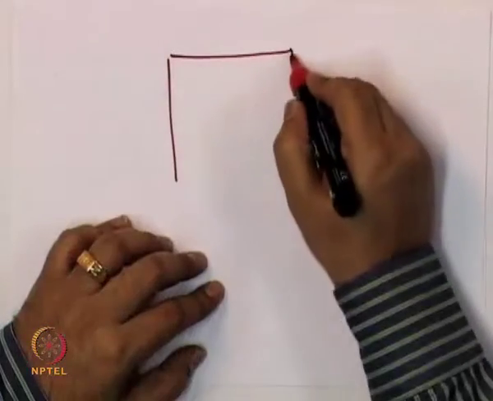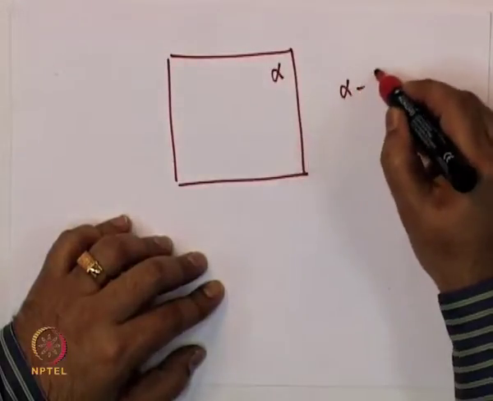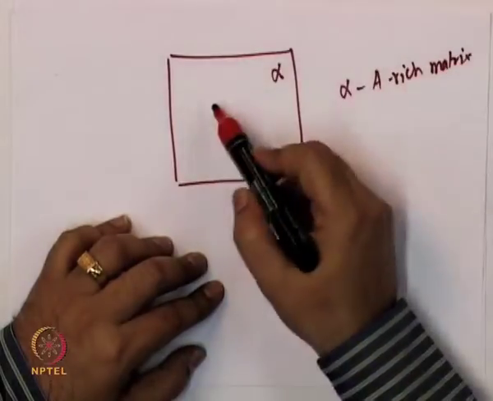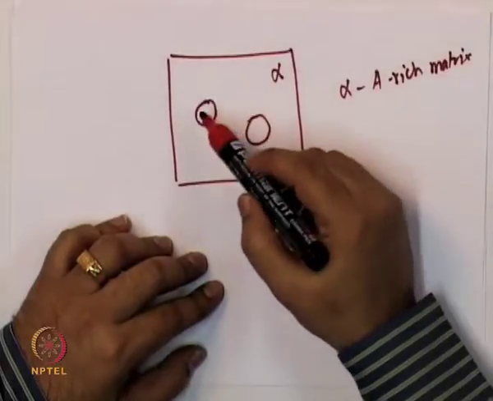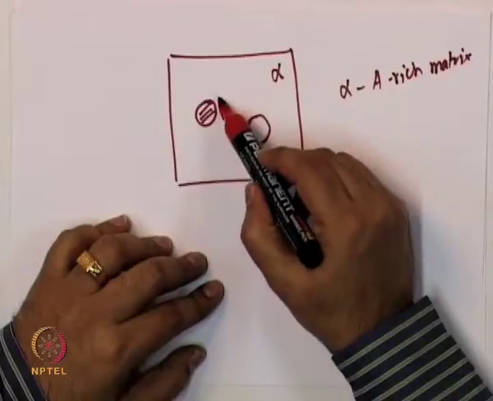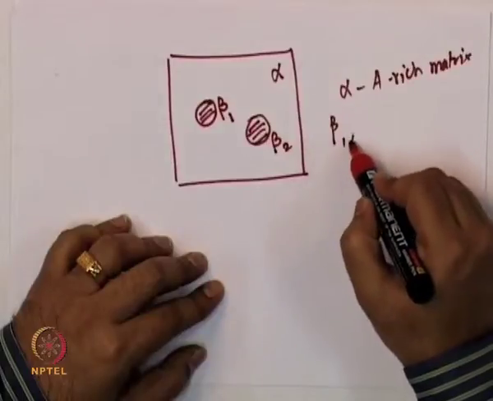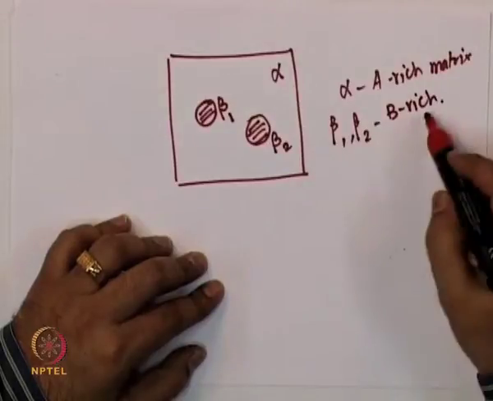So, let us consider a binary alloy. For example, let us say that I have an A-B alloy and I am looking at the microstructure. Let me say that the matrix is A rich, okay. So, alpha is the A rich matrix, and then let us say that I have some precipitates. In the precipitates there might be 2 different types, okay. So, this is beta 1 and this is beta 2. Both beta 1 and beta 2 are B rich, okay. So, these are the 2 precipitates.